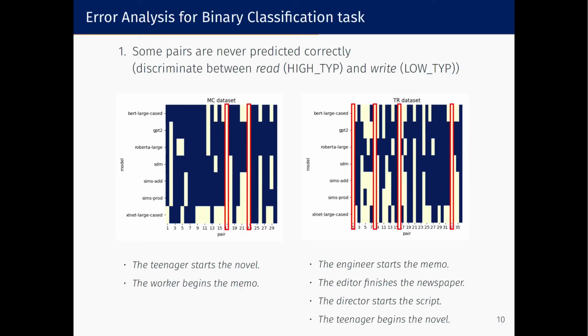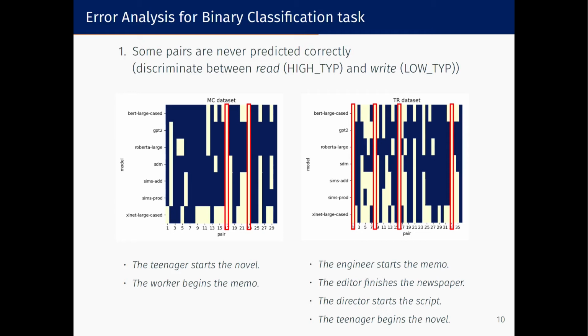To comprehend in which cases these models are not performing correctly, we plotted a heat map visualizing the correctly predicted tuples in blue and the wrong ones in yellow. The first observation is that some pairs are never predicted correctly, and these cases correspond to the full vertical yellow lines in the 2 heat maps. These pairs correspond to the sentences I reported here, and they are cases in which a model must discriminate between the verb read in the high typical condition and write.